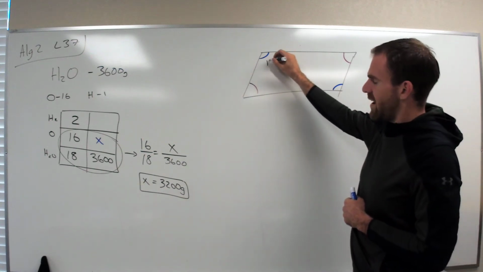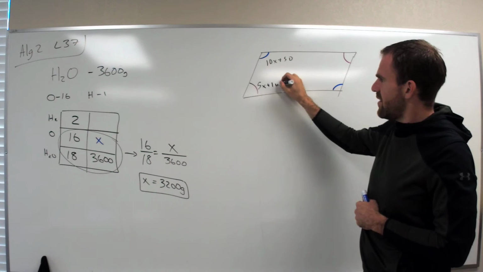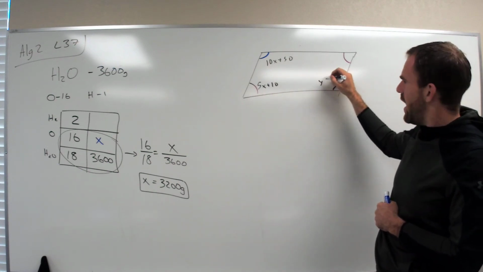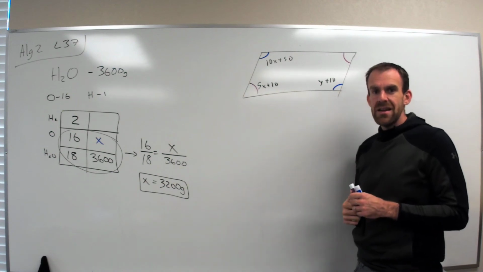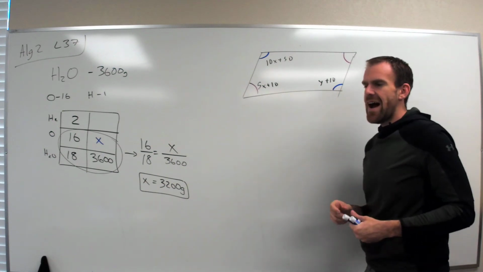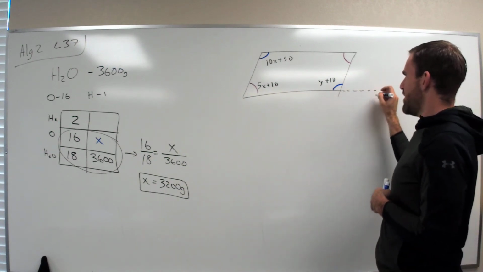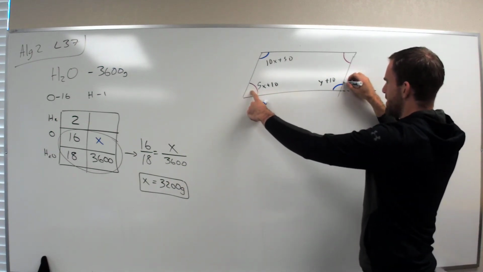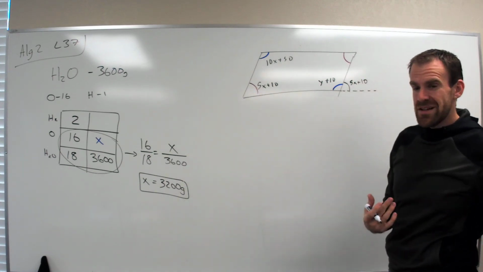So we have 10x plus 50, 5x plus 10, and we have y plus 10. Now, here's one more trick. Any two angles next to each other add up to 180. Why? Well, if I draw this line out a little bit, you can see that this angle is the same as that one. So you can write out two equations and solve.